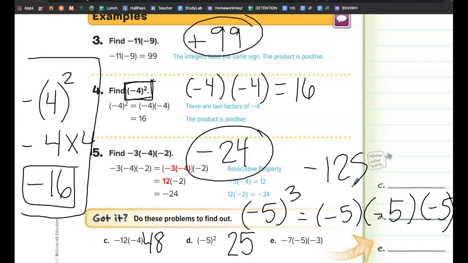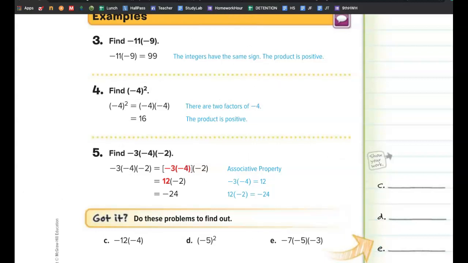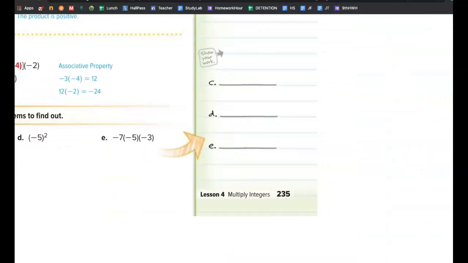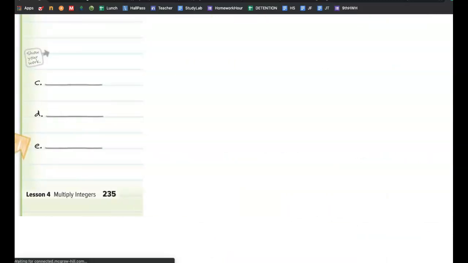E, what did you get, Claire? Negative 105. Thumbs up if you agree. Awesome. I have one last example, then you're going to do some on your own, and then you get your homework, and most people are going to get done in class.